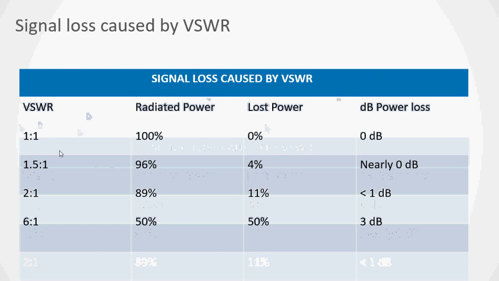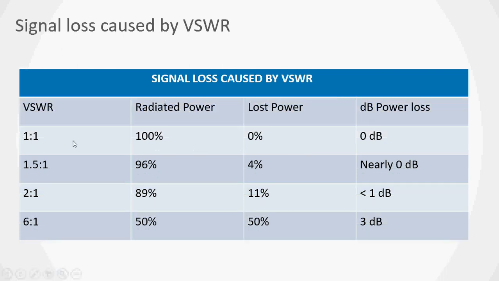You can see that at VSWR 1:1, radiated power is 100, lost power is 0. 1:1 is the ideal scenario. It is not possible to achieve. Even in military, the ratio is 1:1.1. So the power loss is so small that it's not even recognizable. But still 1:1 is not possible.